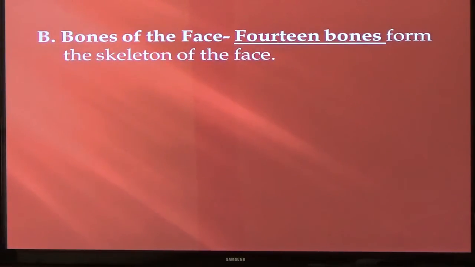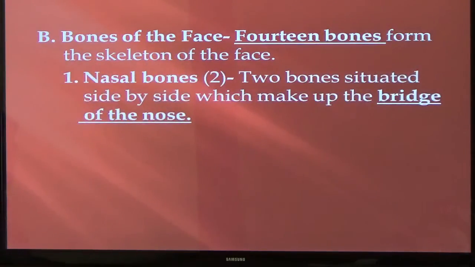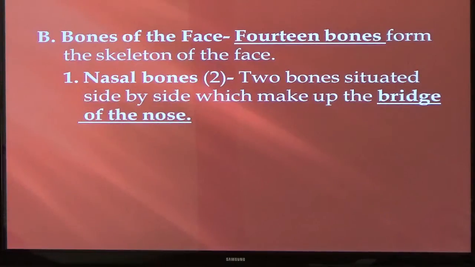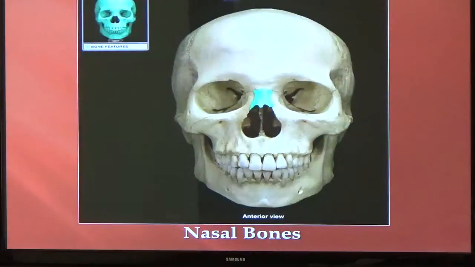Okay, so those 8 are the cranial bones. The facial bones, there's 14 bones. There's 2 nasal bones. Nasal, where would you think they'd be? On your nose, right at the top of the nose, the bridge of the nose. There are 2 bones situated side by side which make up the bridge of the nose. Right up there.